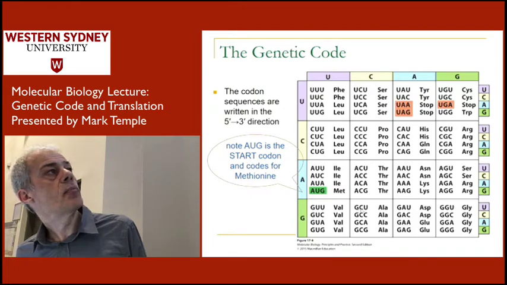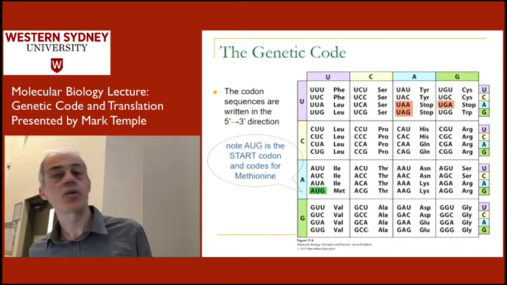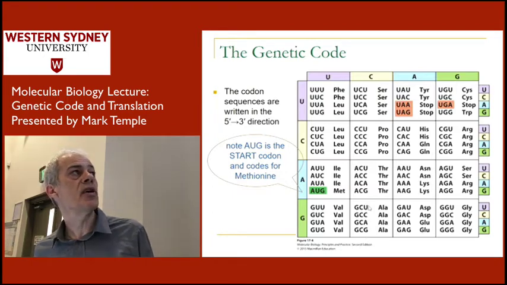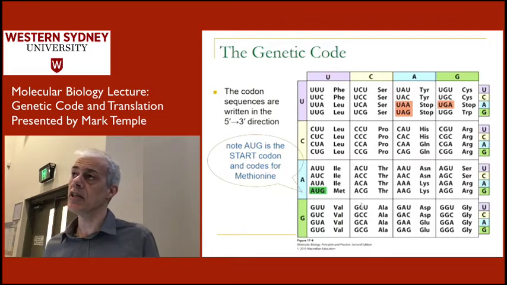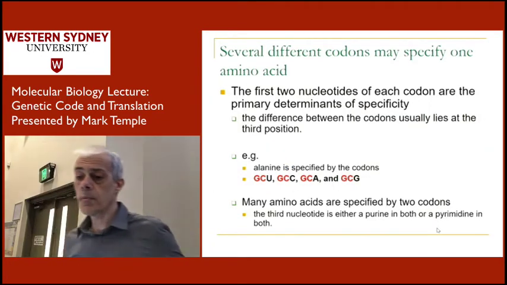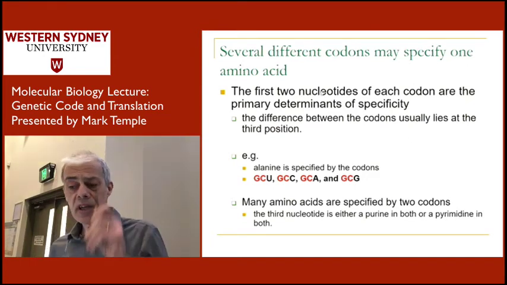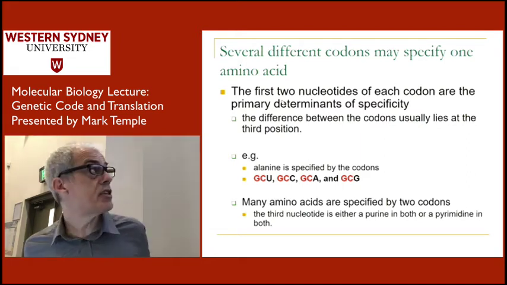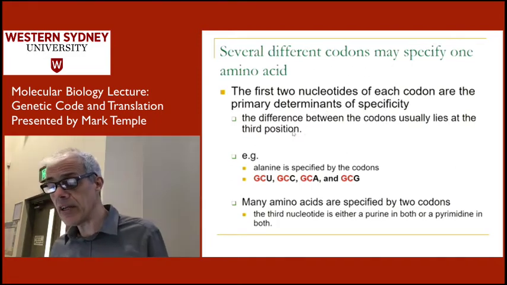The first 2 nucleotides are very important in determining the choice of amino acid residue. The third nucleotide isn't so important in a lot of cases; it can be any of the 4 nucleotides, and it still codes for the same amino acid. And that's the degeneracy in the genetic code, and it's different for each amino acid. So several different codons may specify a single amino acid. The first 2 nucleotides of each codon are the primary determinants of specificity, which is what I was saying, and the difference in this degenerate code comes at the third position in the codon.